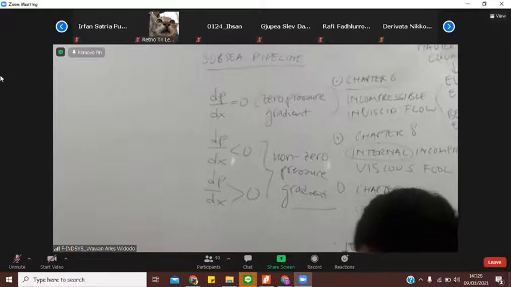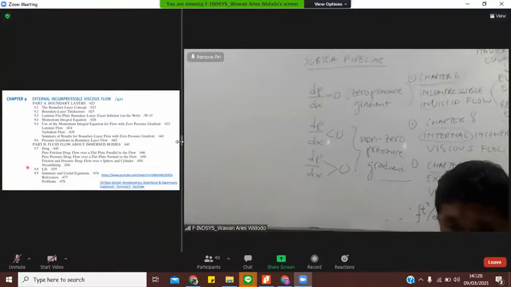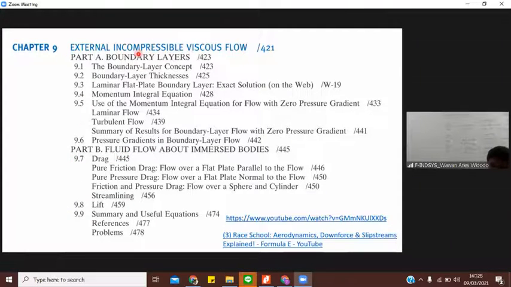Okay, and then if I continue, everyone can read here. This is part A. Part A is about the boundary layer, and part B we talk about fluid flow about an immersed body. If we talk about fluid flow about an immersed body, we will talk about the aerodynamic force created by the fluid structure interaction.